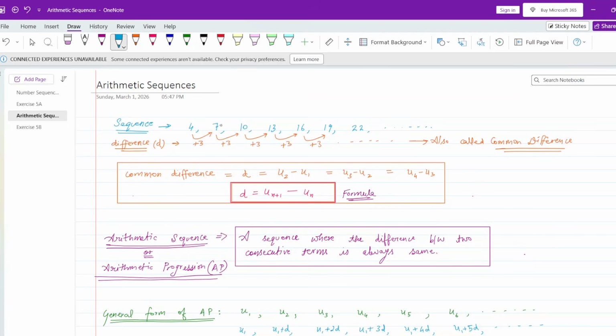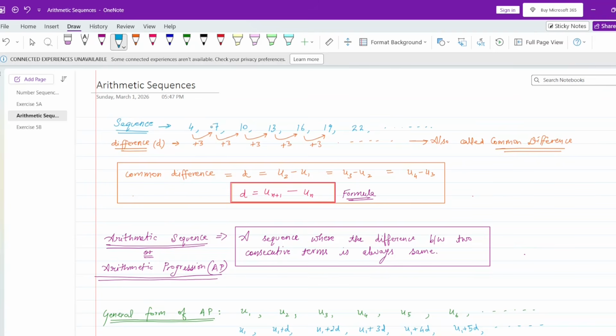The second term, that is 7, is 3 more than 4. So the second term is 3 more than the first term. The third term is 3 more than the second term. So we can simply say there is a difference d of positive 3. If we subtract the first term from the second term, that is 7 minus 4, we get positive 3.